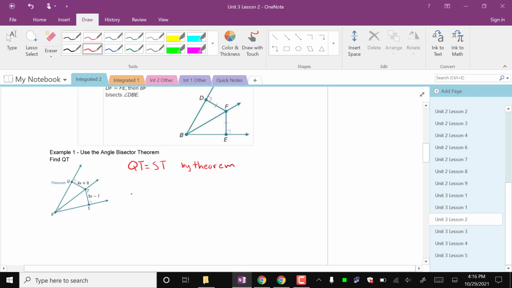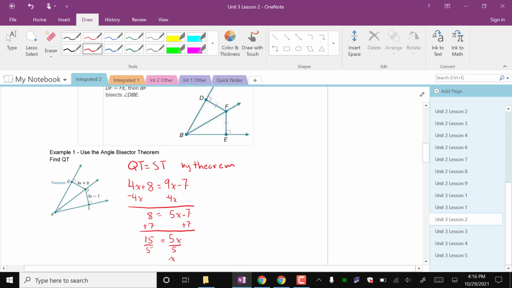So let's plug in what we have. That gives us 4x plus 8 equals 9x minus 7. I want to solve this out. So I'm going to start off with getting x on one side. Minus 4x, minus 4x. That gives me 8 equals 5x minus 7. Plus 7, plus 7. That gives me 15 equals 5x. Divide by 5.